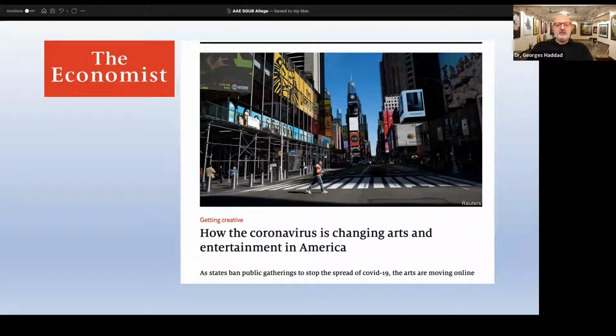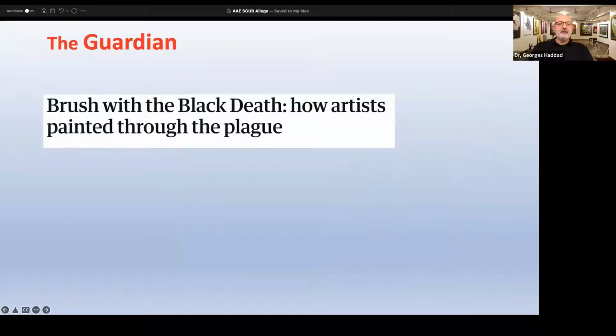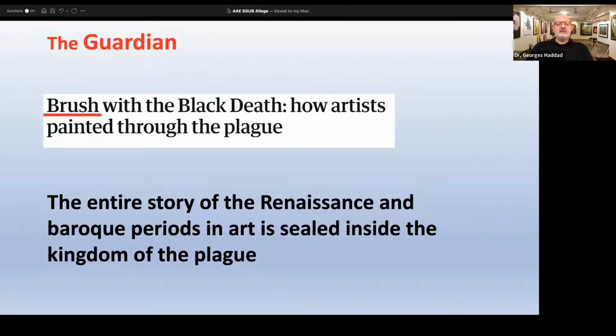Even The Economist went ahead with this title, How the Coronavirus is Changing Arts and Entertainment in America. The Guardian actually used a pun, brush with the Black Death, how artists painted through the plague, and the conclusion was quite interesting. They concluded that the entire story of the Renaissance and Baroque periods in art is sealed inside the kingdom of the plague. So you cannot understand Renaissance and Baroque unless you understand what the plague meant to Europe.